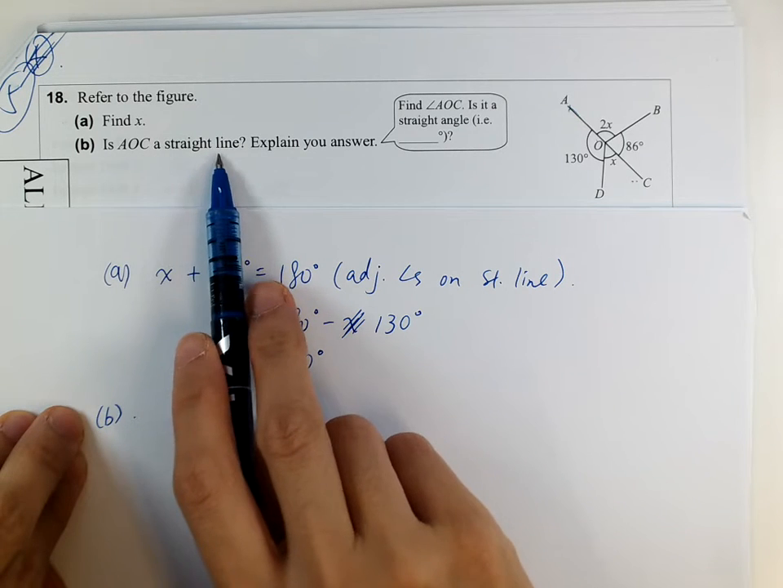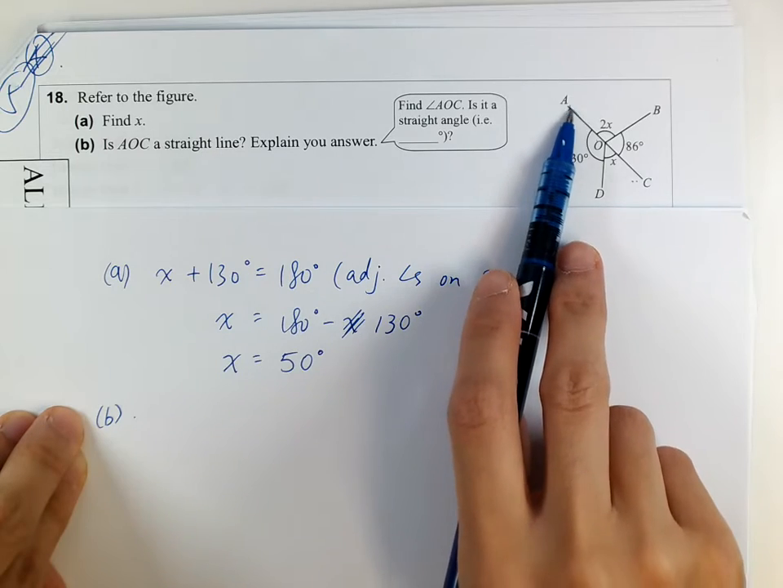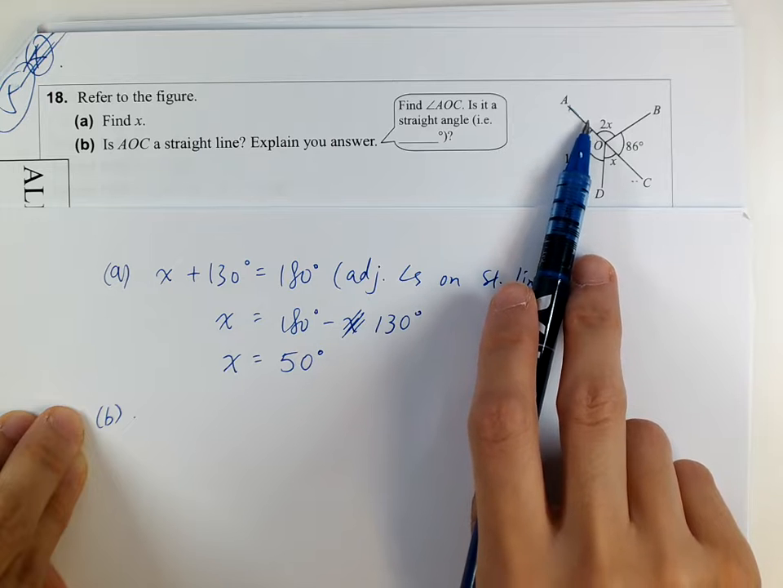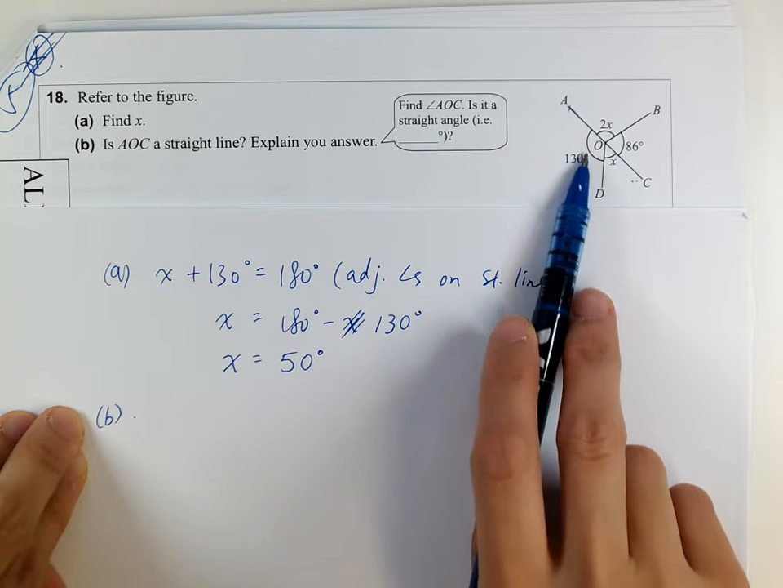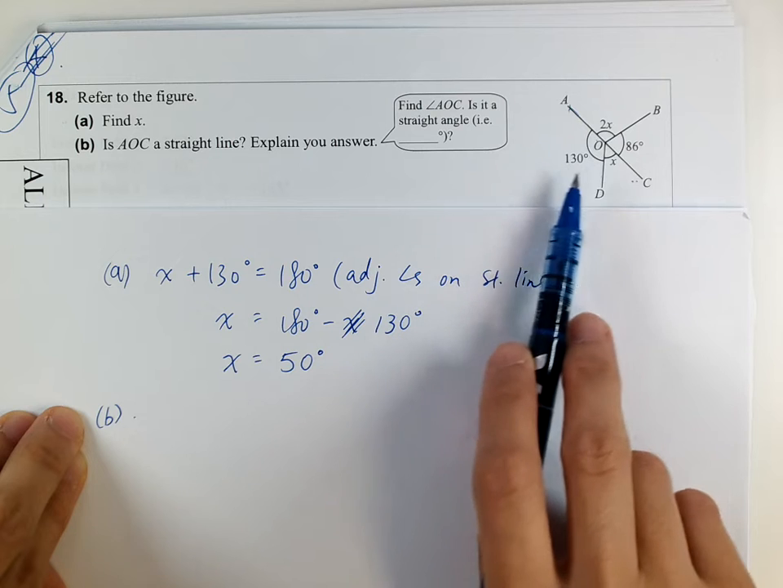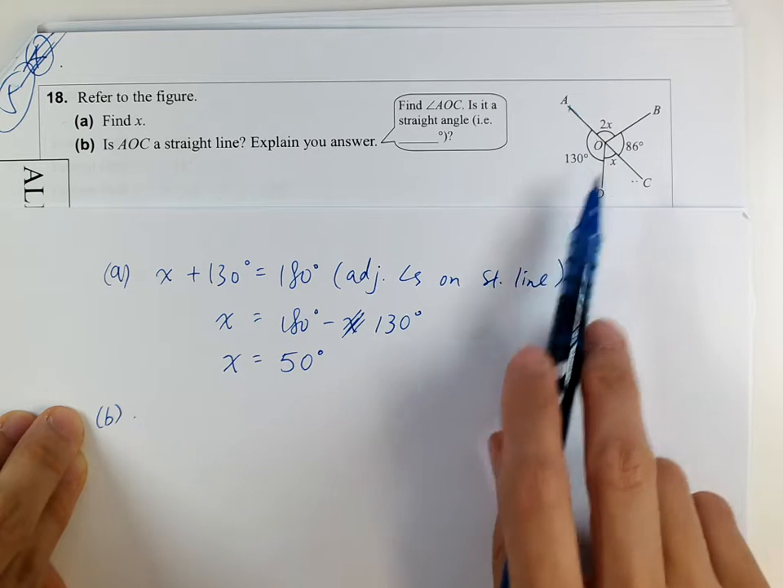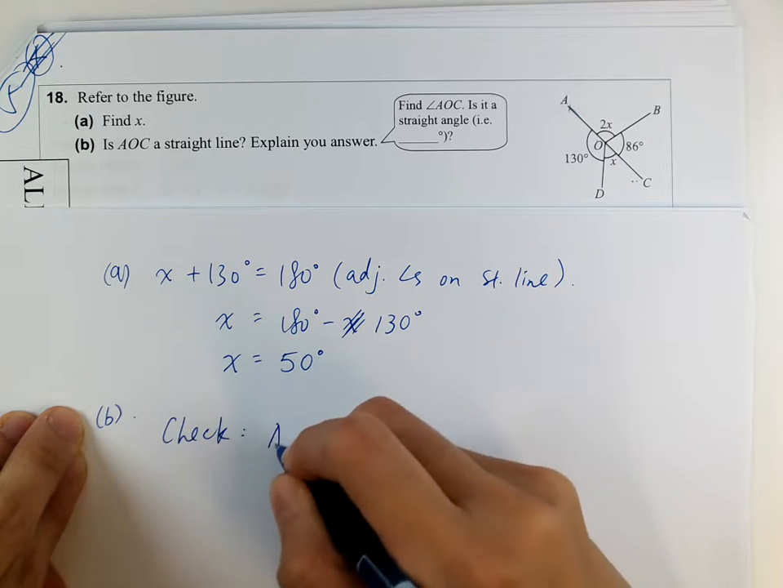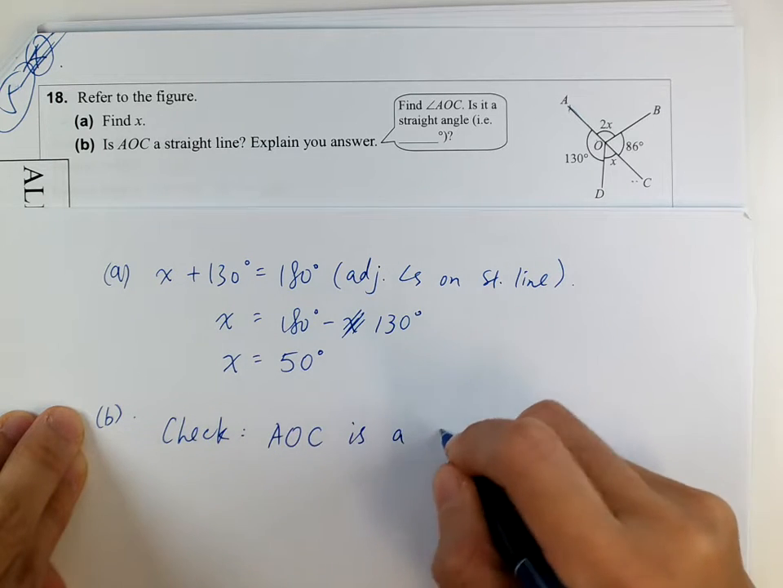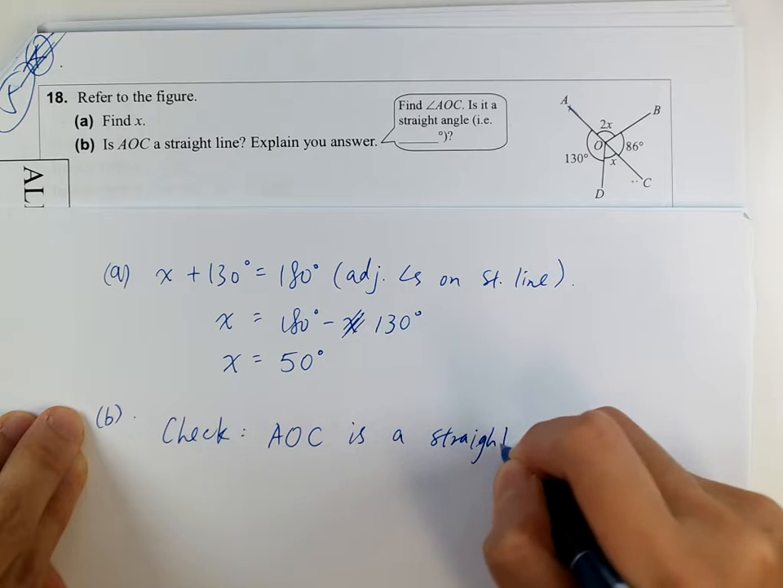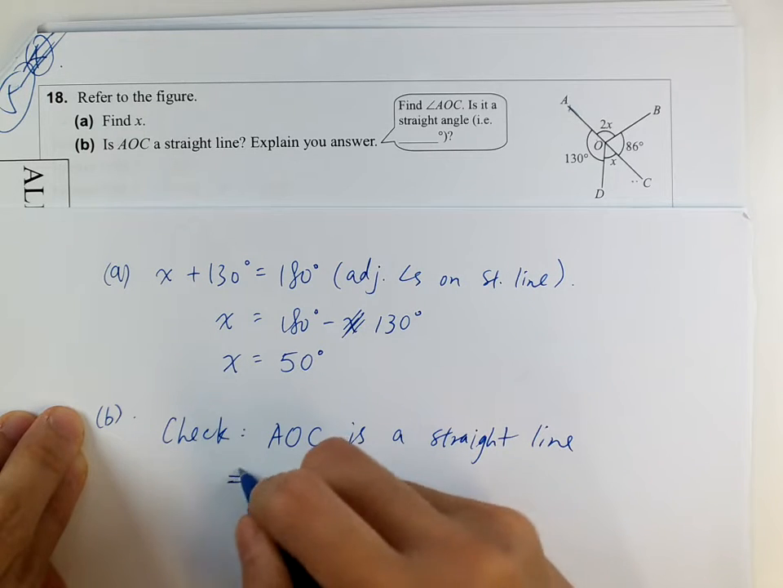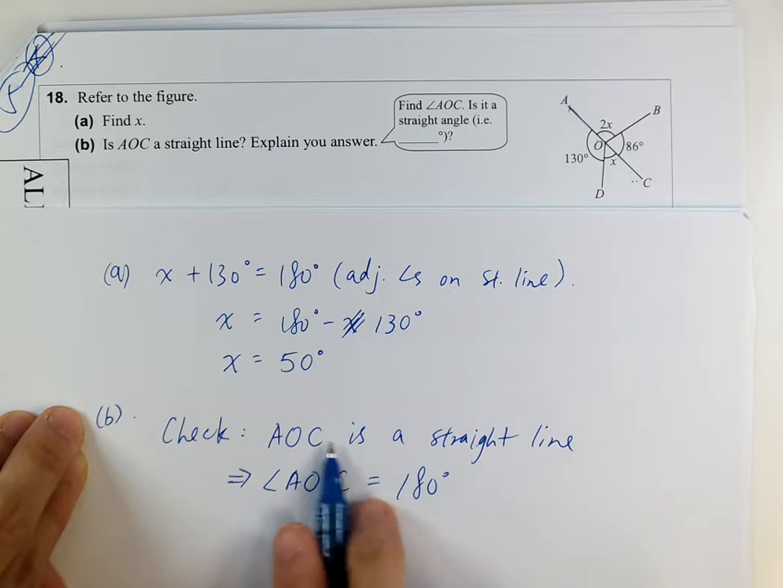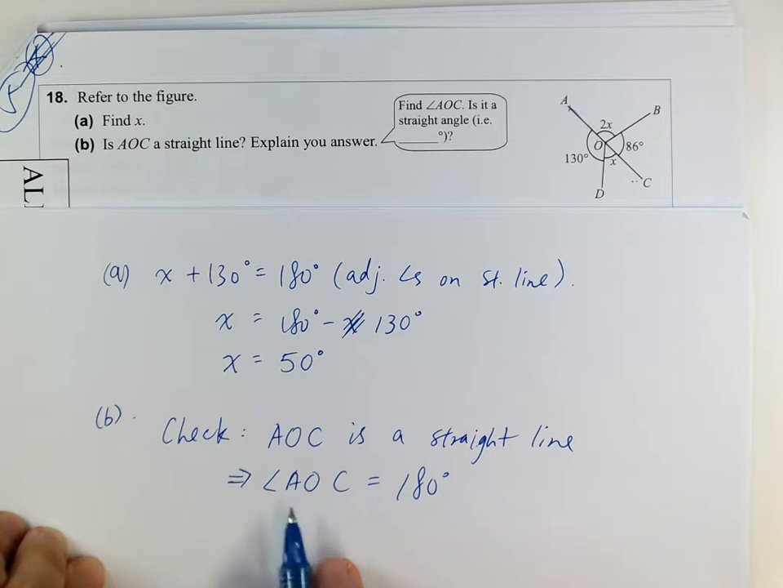Is AOC a straight line? So we want to check if AOC is a straight line. In other words, we want to check the angle AOC. Is it a straight angle? A straight angle means we want to check if the angle is 180. Because if the angle AOC equals 180, it means AOC must be a straight line. Okay, we want to check this.